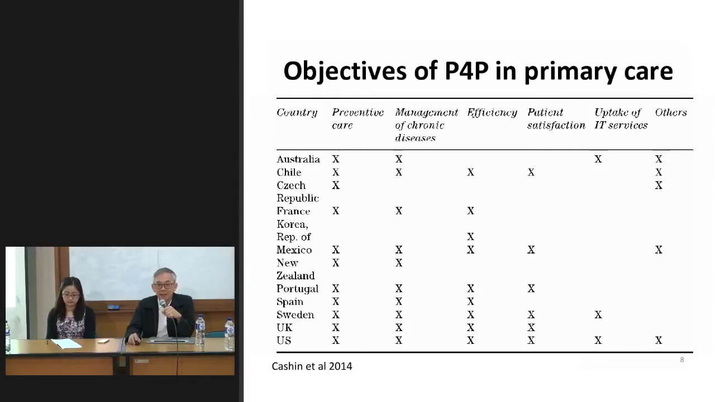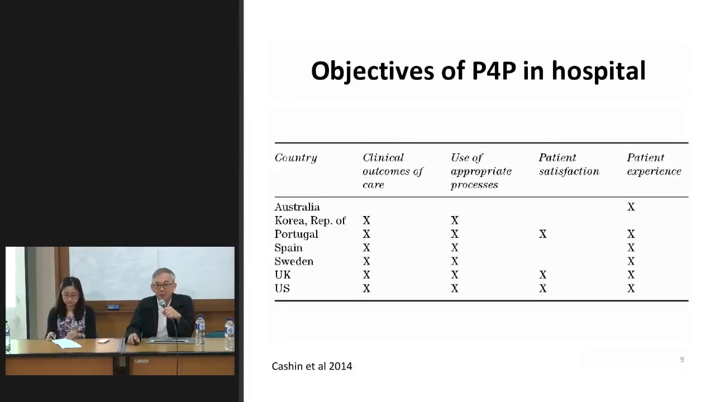So this slide is also another example of P4P, the objective of P4P that used to intervene the hospital. So it's focus on clinical outcomes of care, the use of appropriate process, patient satisfaction, and patient experience. Clinical outcomes of care can be objectively assessed as the readmission rate.